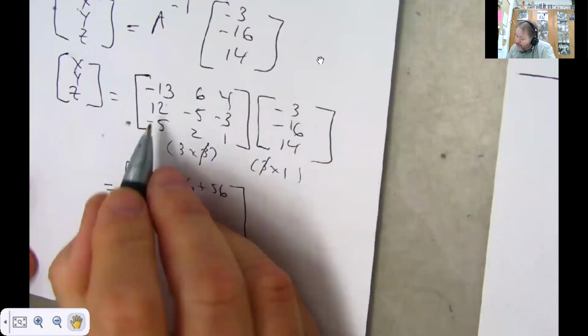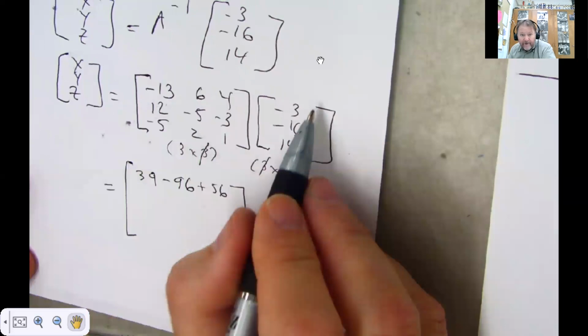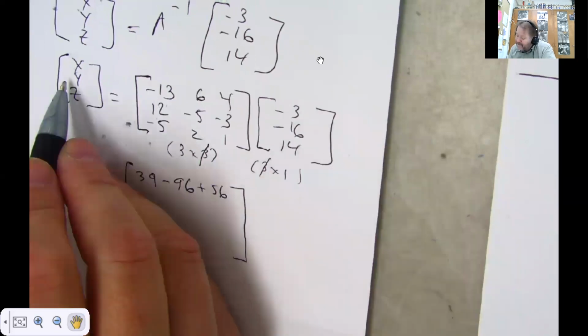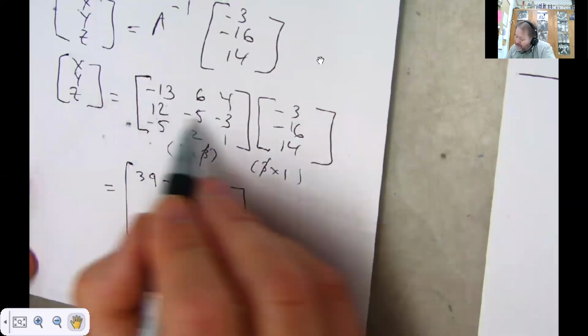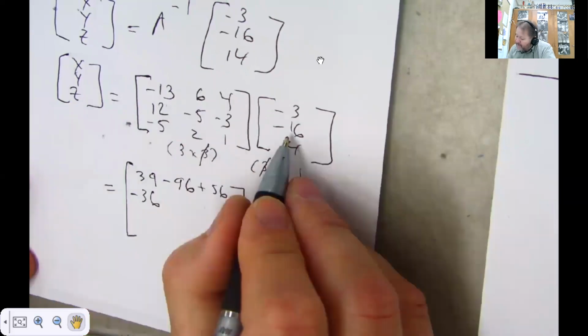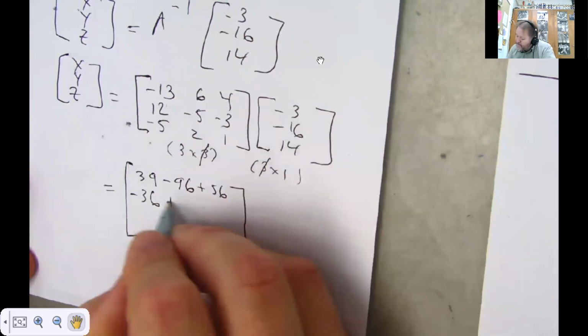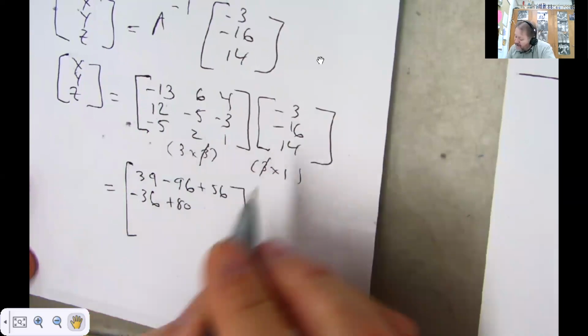Now we're going to do row 2 times column 1 to get the row 2, column 1 entry. It's going to be 12 times negative 3 is negative 36. Negative 5 times negative 16 is 80. Negative 3 times 14 is negative 42.